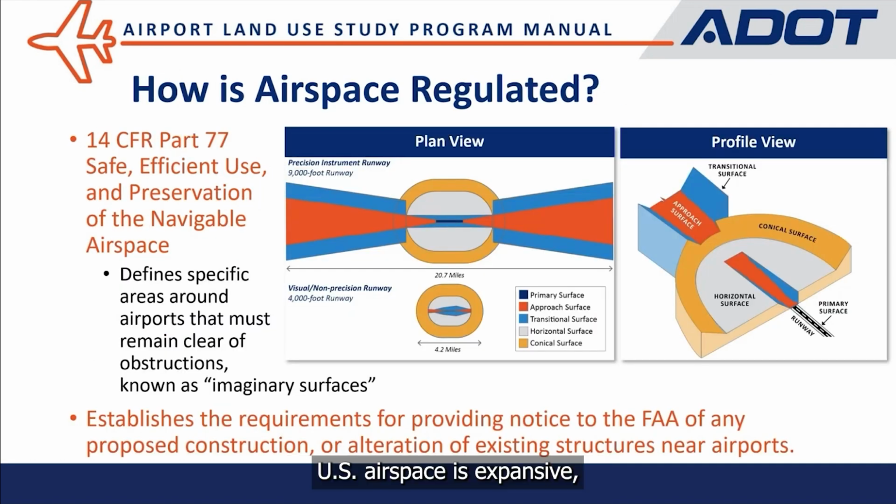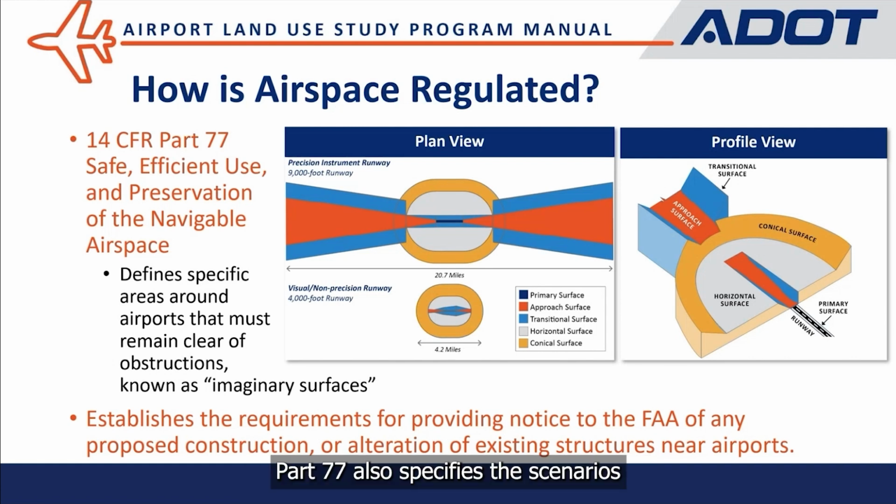U.S. airspace is expansive, and so the FAA follows Title 14 of the Code of Federal Regulations, Part 77, often referred to simply as Part 77, which defines specific areas around airports that must remain clear of obstructions to protect safety of aircraft operations. These areas are commonly referred to as imaginary surfaces. These areas are three-dimensional in shape, and their size is based on runway length and the type of runway approaches an airport has. This slide includes a couple of illustrations of imaginary surfaces, both a plan and a profile view.